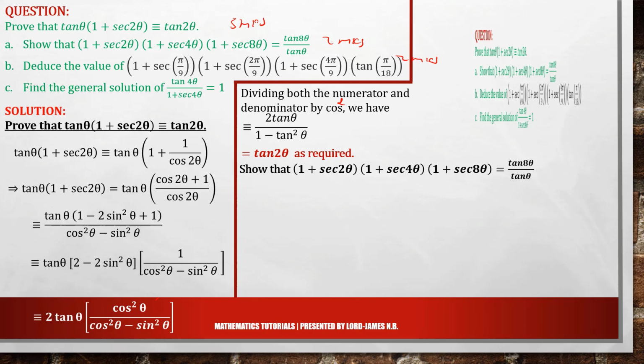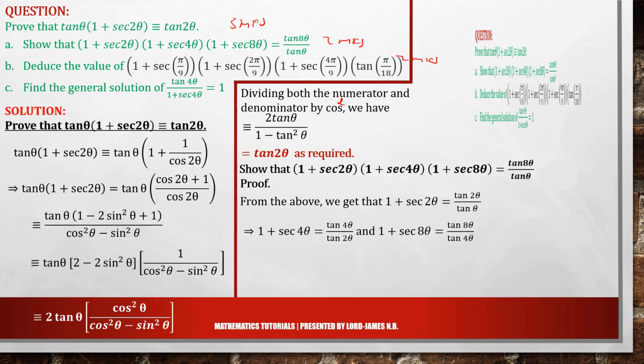Here we are simply going to use the proof above. From the above we get that 1 plus sec 2 theta is equal to tan 2 theta divided by tan theta. Now what pattern do we observe? We can conclude that 1 plus sec 4 theta will be equivalent to tan 4 theta divided by tan 2 theta. As we see from here, the angle is being halved at the level of the denominator and maintained at the level of the numerator. So that's the pattern that we are going to use.